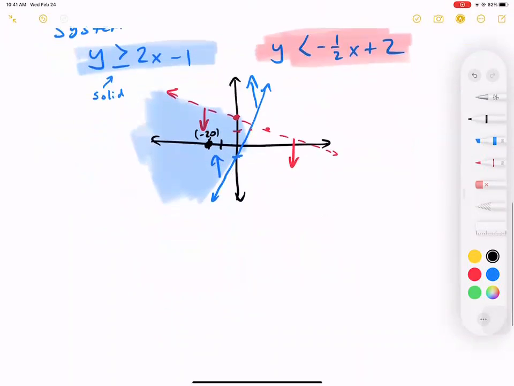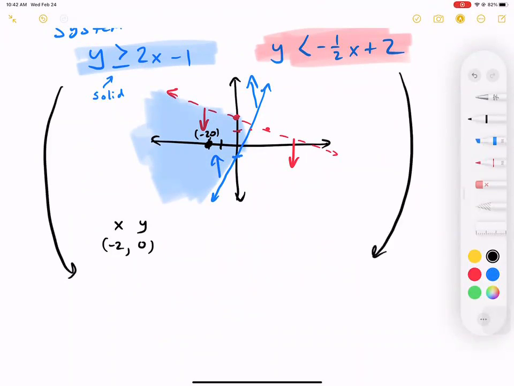Let's go ahead and plug in our math now. If x is -2 and y is 0, would this be true for each of these equations? Let's go ahead and plug it in. I'm going to plug these in now. 0 is greater than 2 times -2 minus 1. And 0 is less than -1/2 times -2 plus 2. Let's see if these are true statements for both of these.